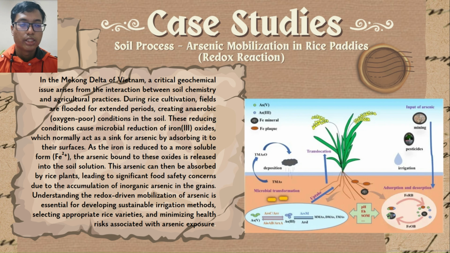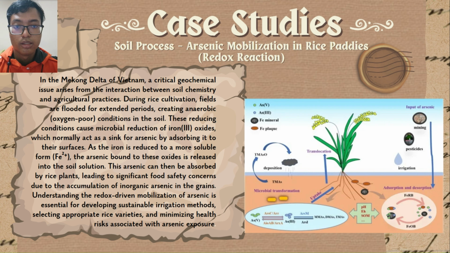So the first real-world case study that we use in this presentation is arsenic mobilization in rice paddies, a redox reaction. This case study takes place in the Mekong Delta of Vietnam, where a geochemical issue arises from the interaction between soil chemistry and the practice of local agriculture.